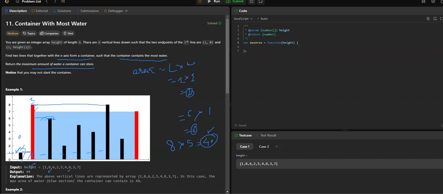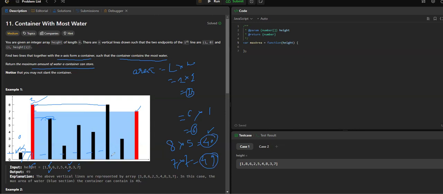Now if you see between this 8 and the last candidate, which is 7, the height would be the minimum of 7 and 8, which is nothing but 7, and the width would be 1, 2, 3, 4, 5, 6, 7. So 7 into 7 would be 49. So in some scenarios, if you're thinking that whatever the highest candidates we can find and the distance between the two might contain the maximum amount, that might not always be the case.